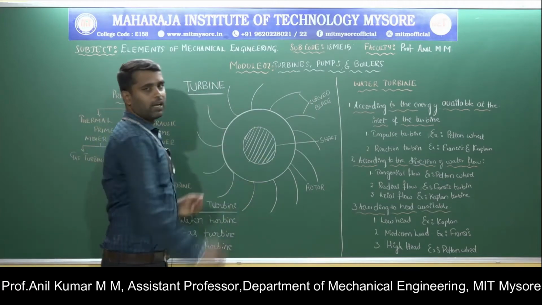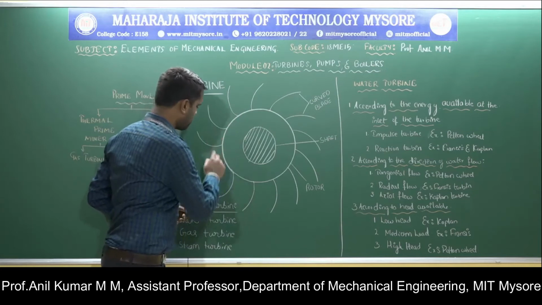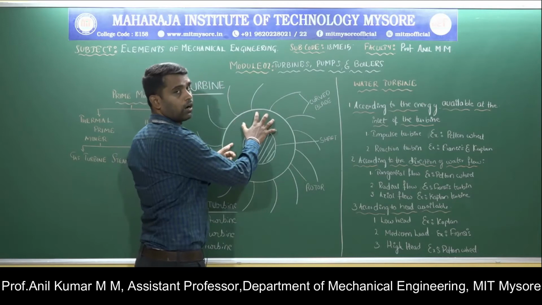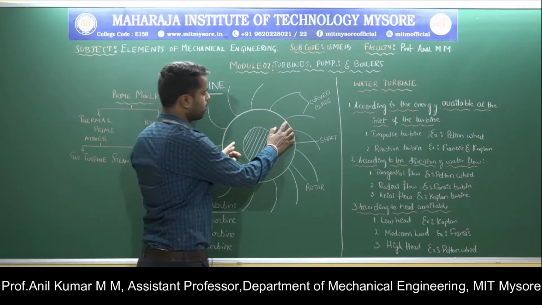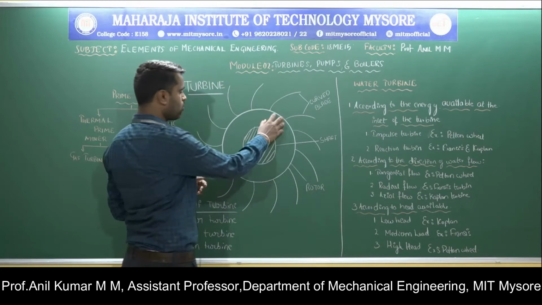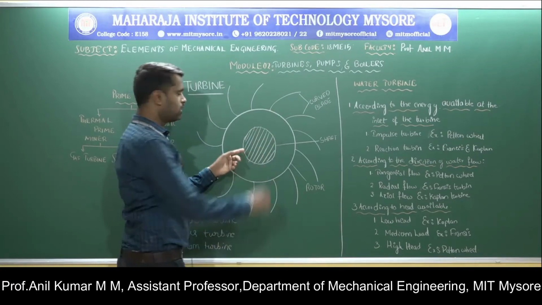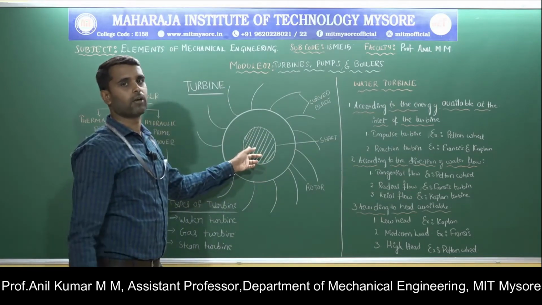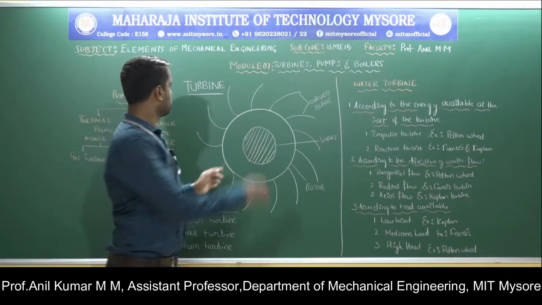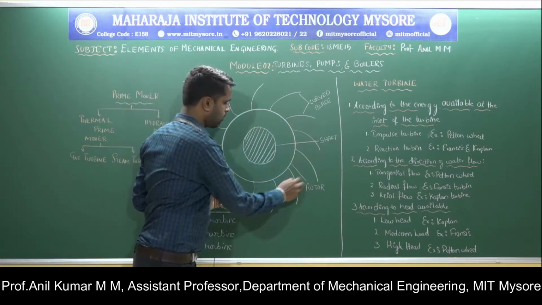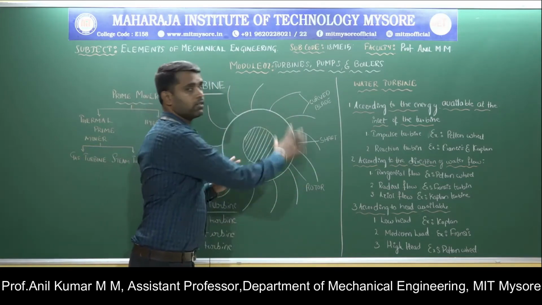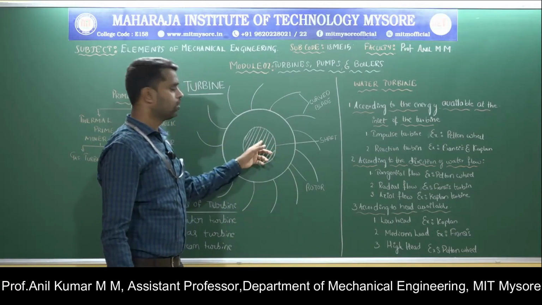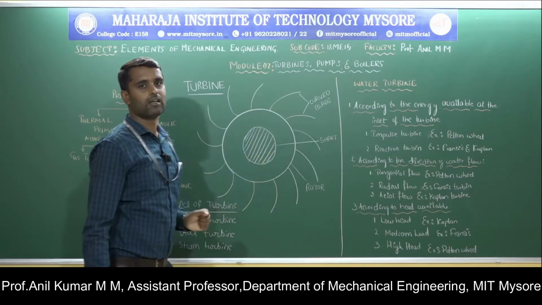This turbine consists of a series of curved blades fixed on the circumference of a single wheel, and this wheel we call the rotor. This rotor is connected to the shaft, and this shaft is in turn connected to the electrical generator. We can run the generator and produce electricity.